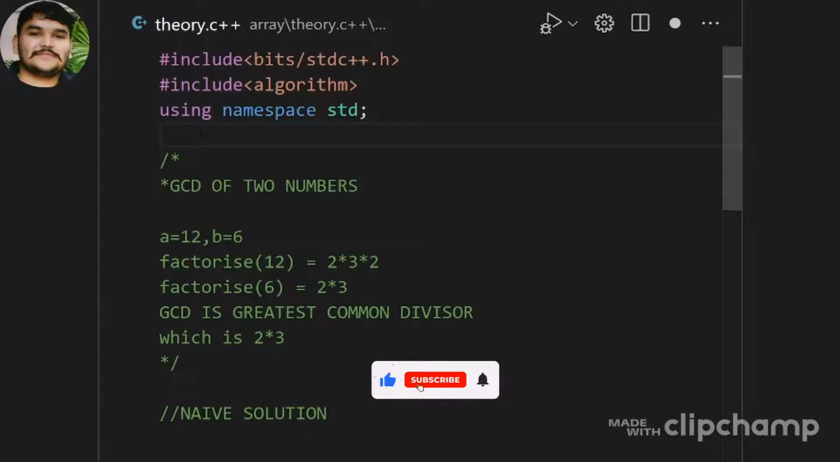Let's discuss a new problem, which is GCD of two numbers. In mathematics, in the 7th or 8th standard, we already learned what GCD is, that is greatest common divisor, or the other name is HCF, highest common factor. So what is a divisor and what is a factor? The greatest common divisor means the number which can easily divide the number and leaves a remainder 0.